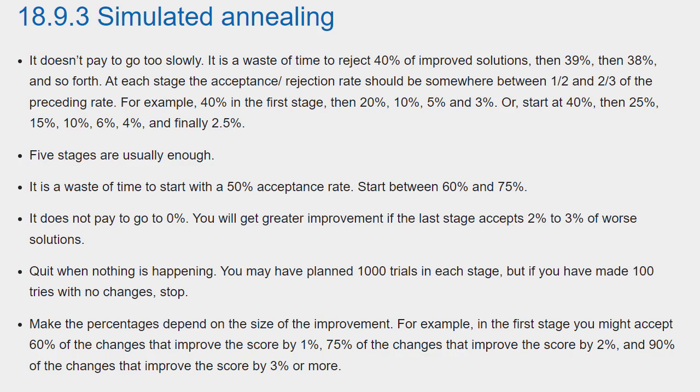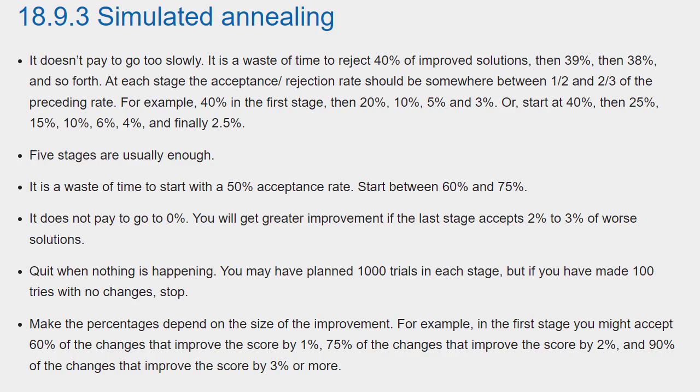It is a waste of time to start with a 50% acceptance rate. Start between 60% and 75%. It does not pay to go to 0%. You will get greater improvement if the last stage accepts 2% to 3% of worse solutions. Quit when nothing is happening. You may have planned 1,000 trials in each stage, but if you have made 100 tries with no changes, stop.